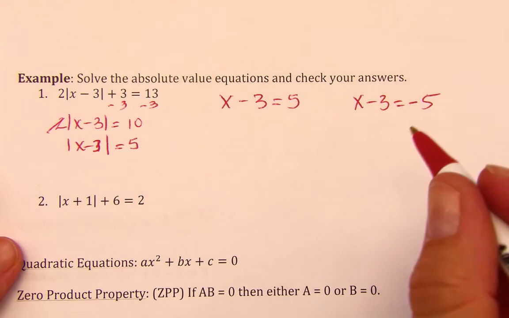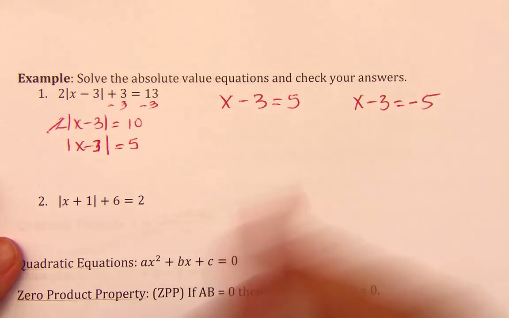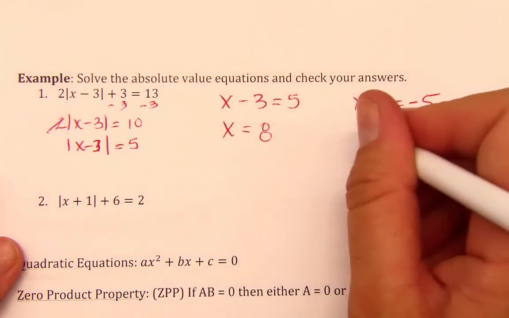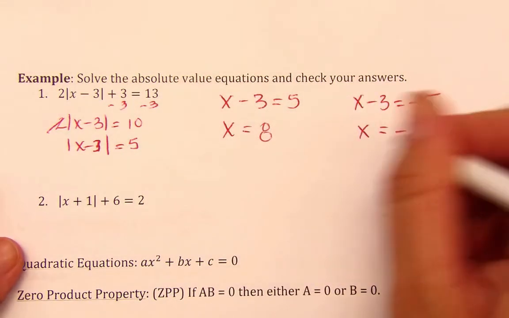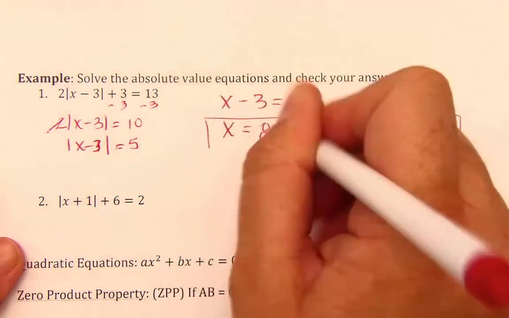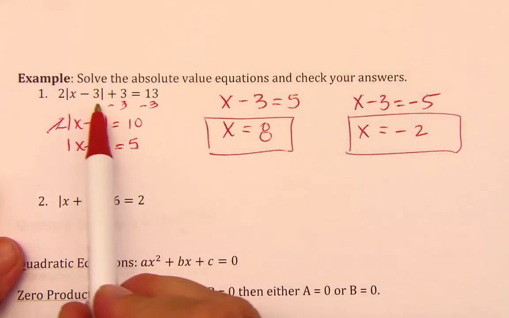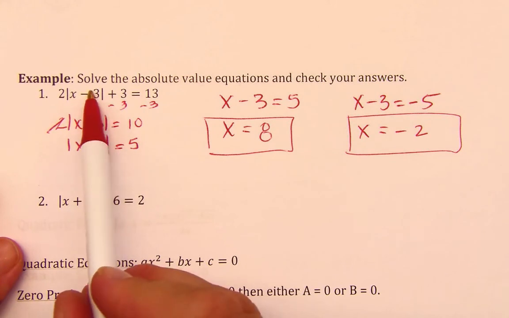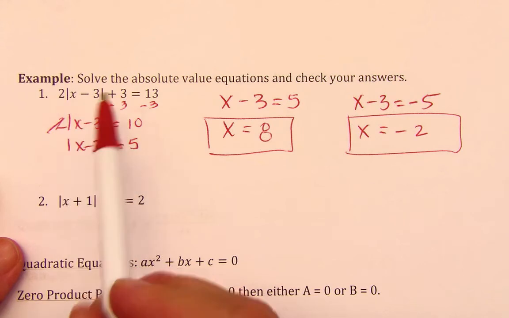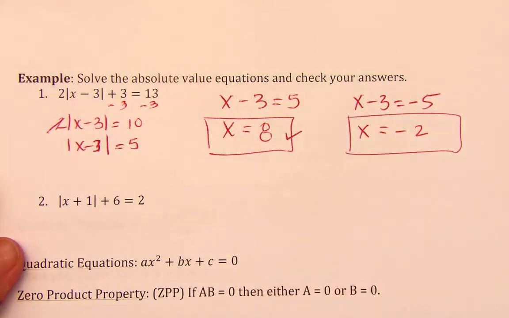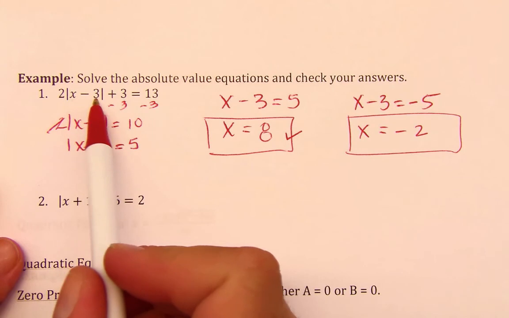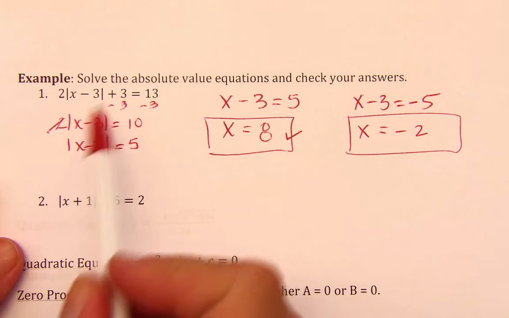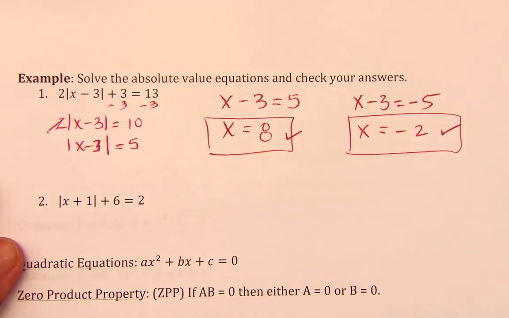Okay. And those are following the directions that we were just looking at. So I can add 3 to both sides, and I get x equals 8, and I can add 3 to both sides, and I get x equals -2. And now I want to check both of these and make sure that they work. So plugging in 8 minus 3 is 5. Absolute value of 5 is 5. Times 2 is 10. Plus 3 is 13. That one works. And -2. -2 minus 3 is -5. Absolute value of -5 is 5. Times 2 is 10. Plus 3 is 13. That one works as well.